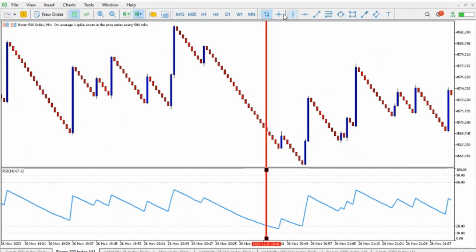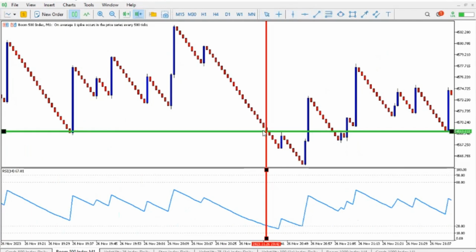Let me draw the green line so that you can see it. This level here. This is where you would have entered. Okay? And the market kept going down. Imagine you are using a very big loss size like I was using then. Your whole account would have been wiped out before the spike occurred. You understand me? So you don't just buy because the thing touched the 20 level.